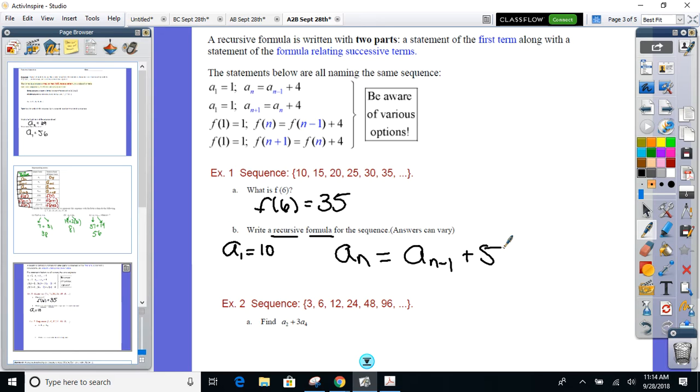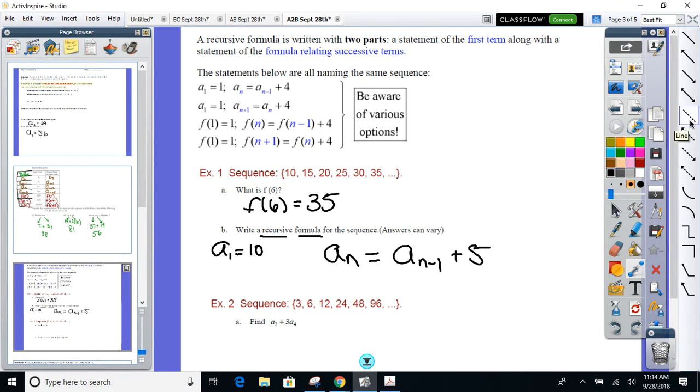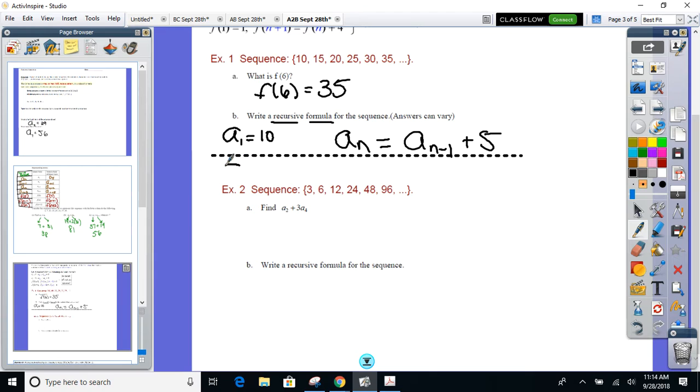That is a recursive formula. Two parts. First term, tell me what it is, and then tell me what you're doing to find any term. What am I doing to the previous term? Let me challenge you right now. Ready? Because notice what I said: answers can vary. Let me challenge you right now. A1 equals 10. Ready?